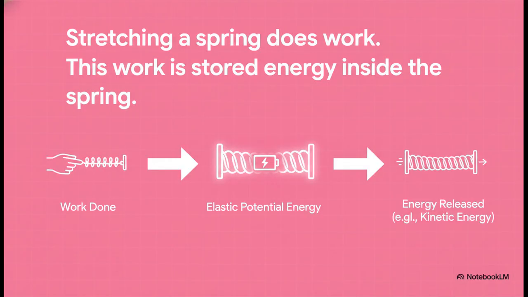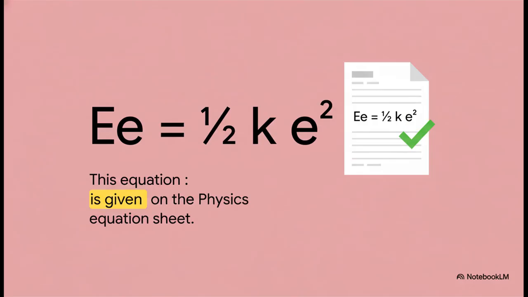And that's the key idea here. The work you do gets converted and stored as elastic potential energy. It's almost like you're charging the spring up like a battery. All that energy is just waiting, and the second you let go, whoosh, it's released, converting into kinetic energy as the spring flies back. Naturally, we need a way to calculate that stored energy.